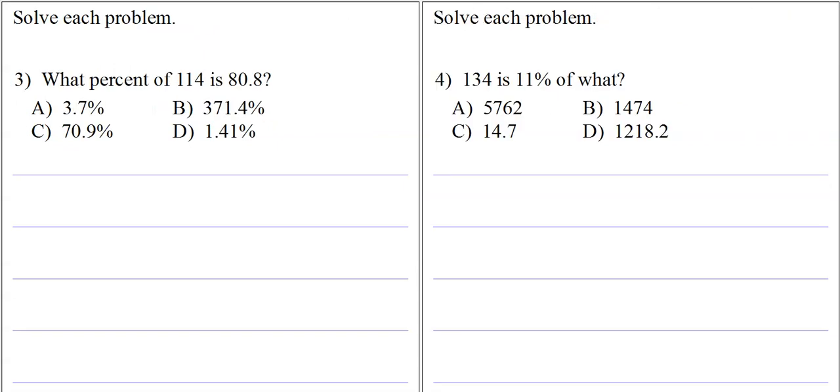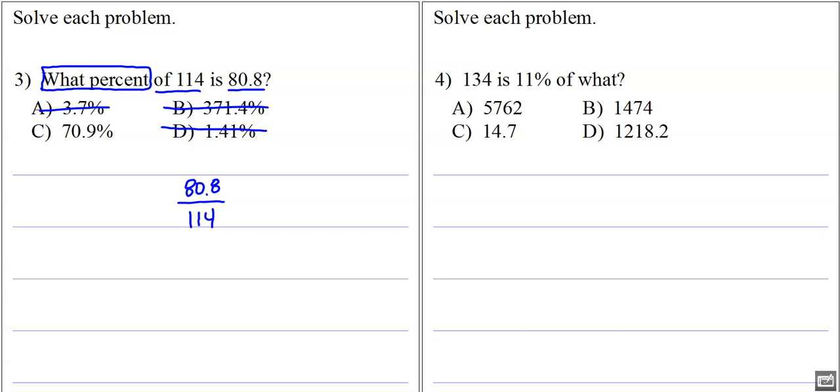So 3 and 4 says, what percent, so now we're trying to figure out what the percent is, out of 114 is 80.8. So you almost think about this like a test or a quiz. If it's out of 114 and you got 80.8, we're trying to figure out how big is this piece. Well, 80 out of 114 is more than half, so it definitely can't be these two. 371% is kind of ridiculous. So again, just looking at the numbers, it's got to be C.